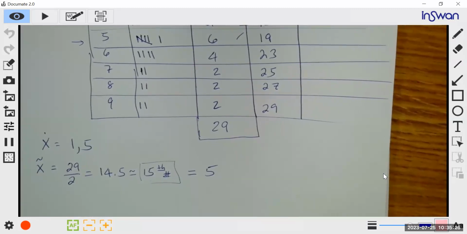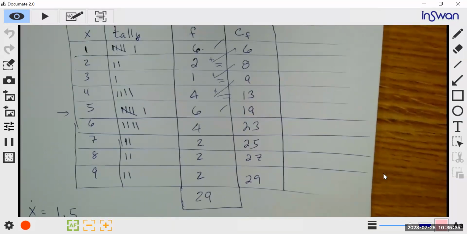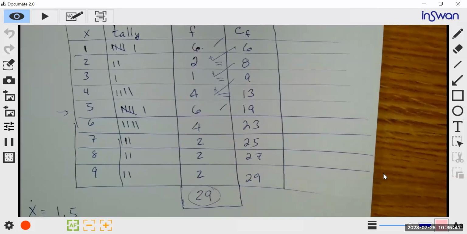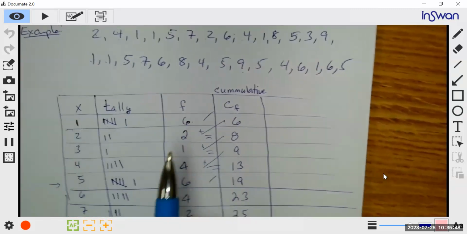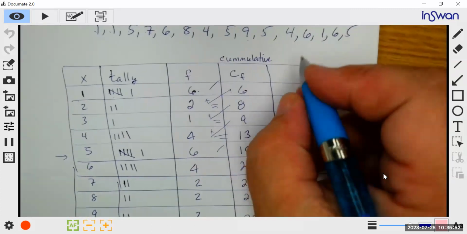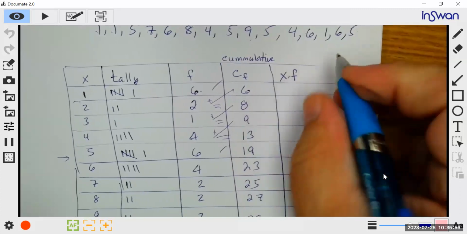How do we find our average? Add what? Besides that, we have 29 pieces of data. What we have to do is, we know we have 6 ones, right? So it's 1 plus 1 plus 1 plus 1. What's another way we have to do that? So the X value times the frequency.